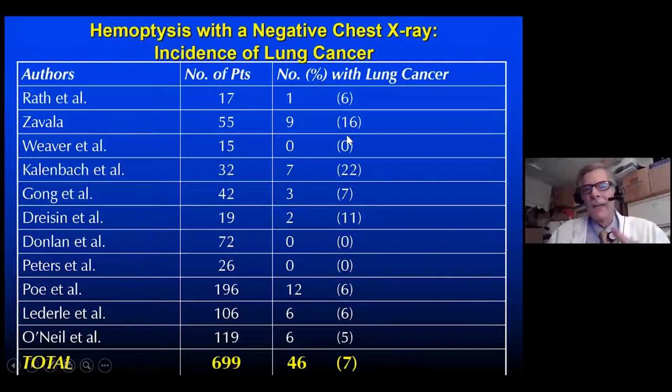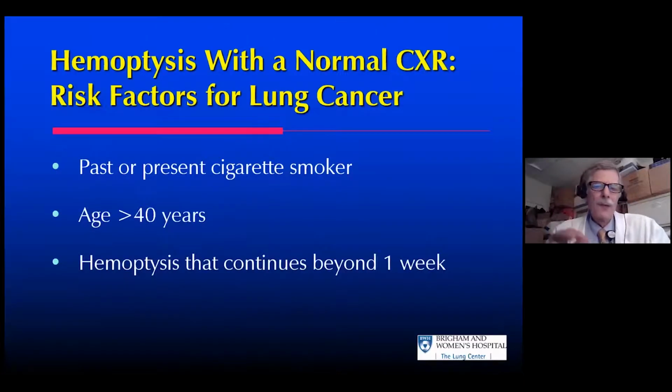They found on average, if we went through all these series, 7%. Maybe it's less than that. Maybe it's 3% or 5%, but it's a finite number. This patient could still have lung cancer, even with a normal X-ray. And at risk are those who are cigarette smokers, clearly those who are older. And I think we're going to evaluate that patient whose bleeding just wasn't one event, but has continued beyond just 1 week.